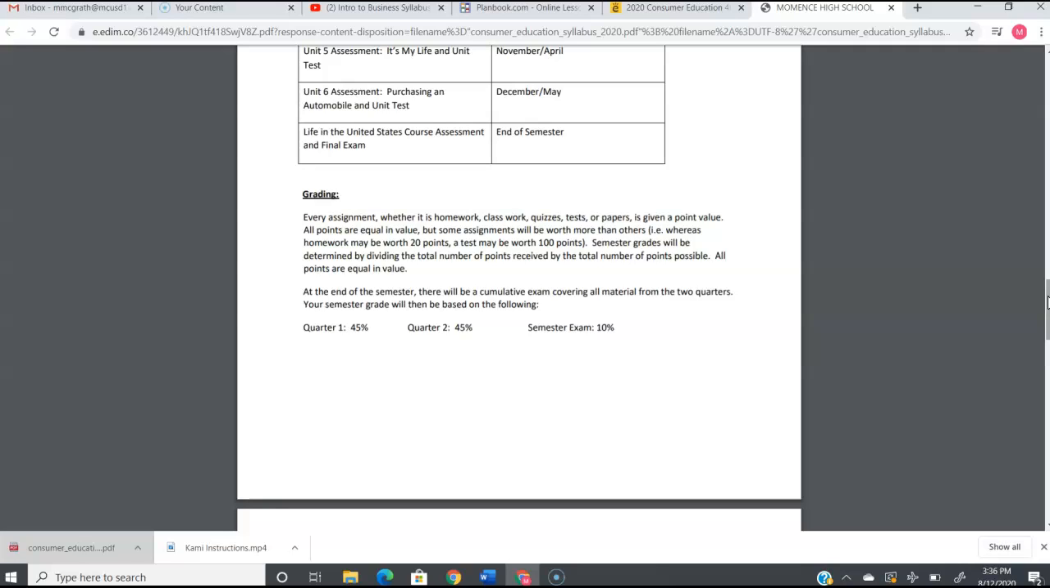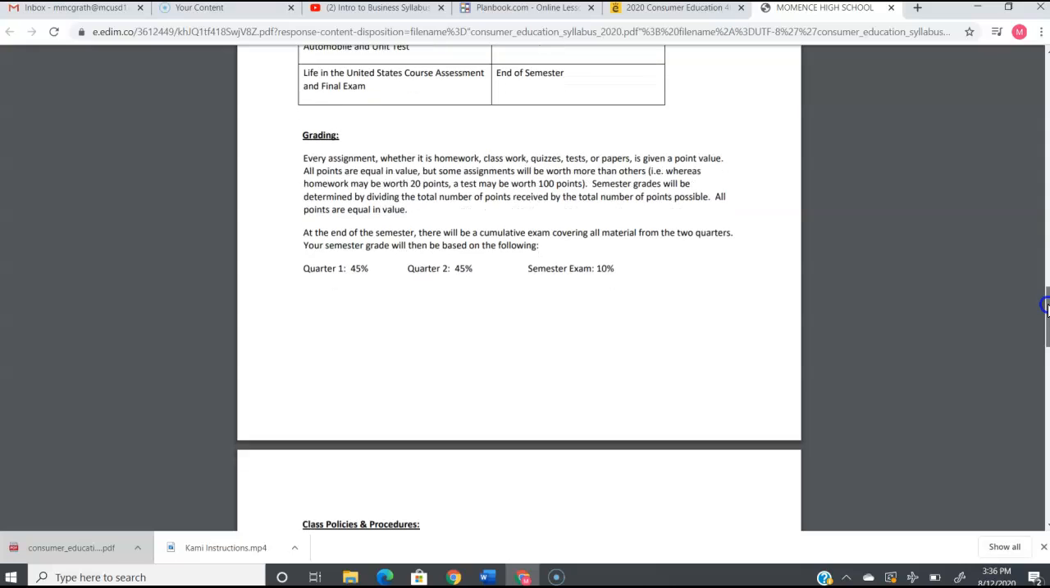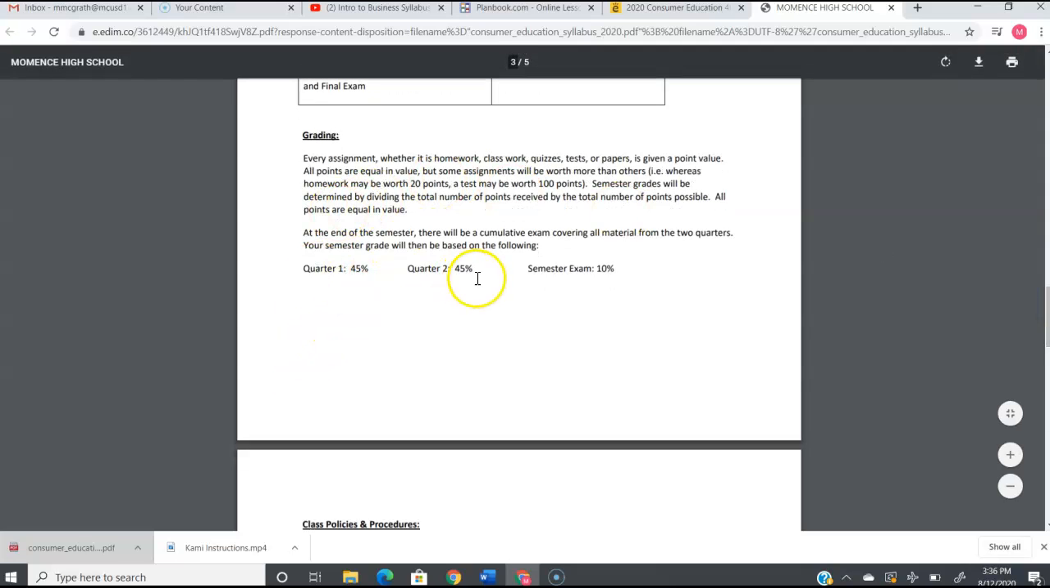At the end of the semester, there is an exam covering all material from the 2 quarters. Quarter 1 is worth 45% of your grade, quarter 2 is 45% of your grade, and then your exam is 10%.